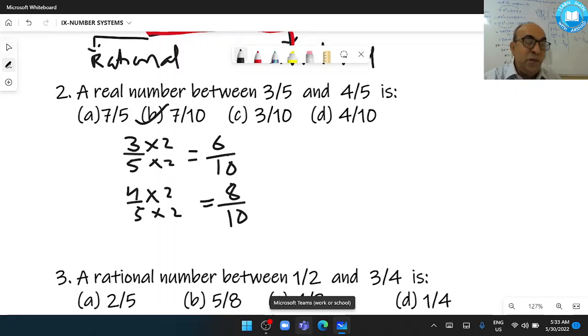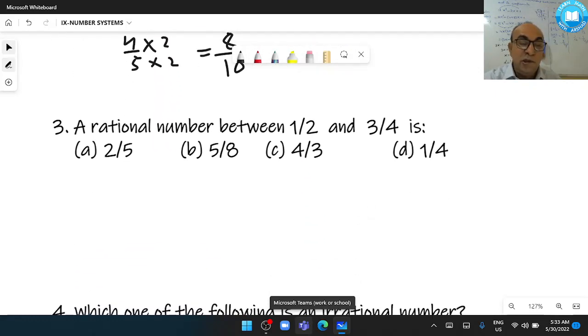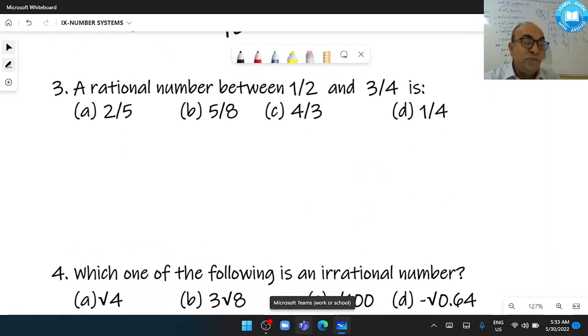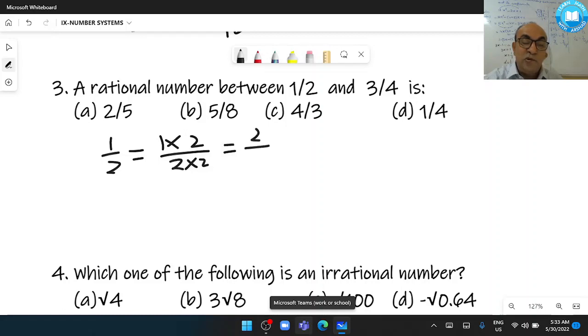Right. Now moving to the third question. This is also similar to the previous one. Here we have to find a rational number between 1 by 2 and 3 by 4. They don't have the same denominator, so first I will make the same denominator. 1 by 2 I will make with denominator 4, so multiply numerator and denominator by 2. So it is 2 by 4 and the second number is 3 by 4. Now see, between 2 and 3 there is no integer, so we are not going to get another rational number.